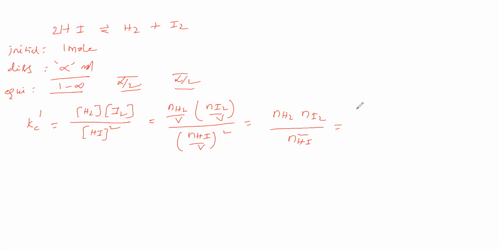Number of moles of H2 is alpha by 2. Number of moles of I2 is alpha by 2. Number of moles of HI is 1 minus alpha square. So we want alpha. Alpha is called the degree of dissociation that we want to find. So we have to substitute Kc. So we want Kc for this equation.